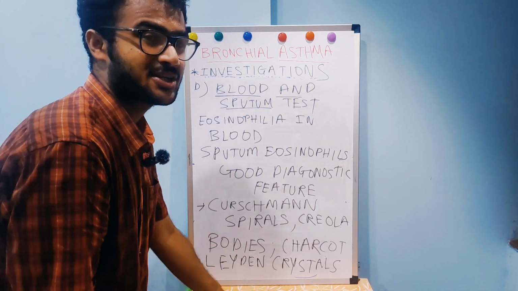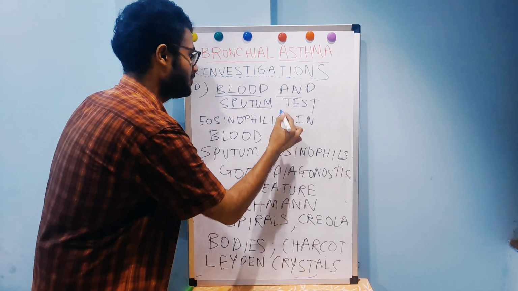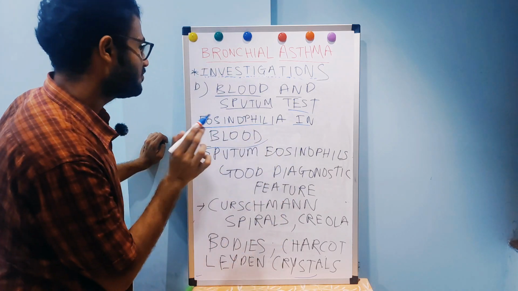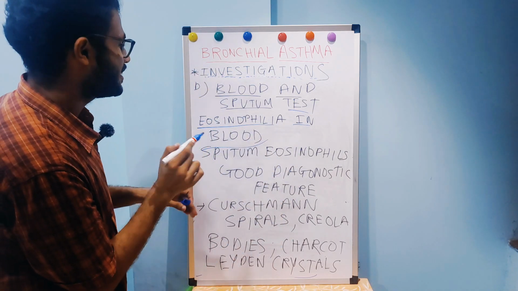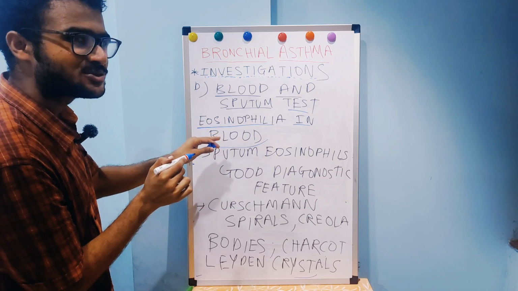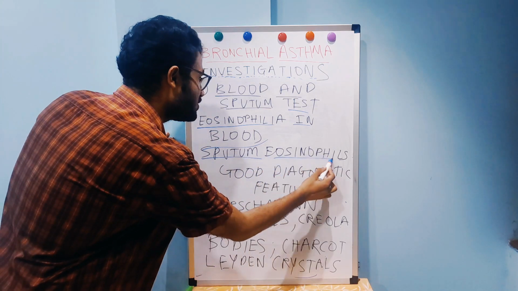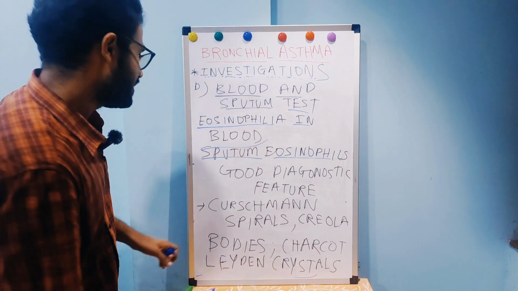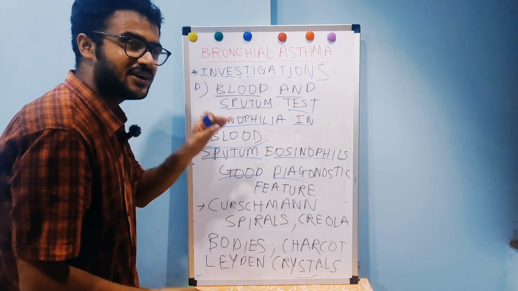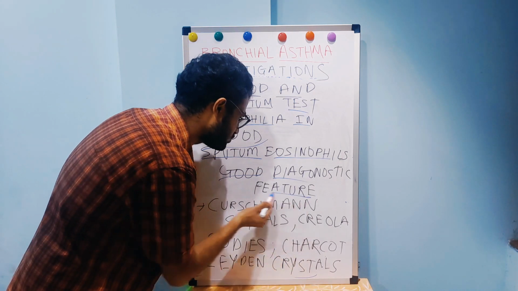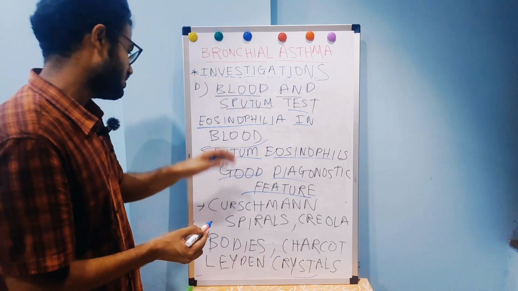I will talk about the blood and sputum tests. So see, there is eosinophilia in blood when there is bronchial asthma, but it is not a good diagnostic feature. The good diagnostic feature, as I have told you earlier, is the sputum eosinophilia. It is a very good diagnostic feature of this condition, that is bronchial asthma.